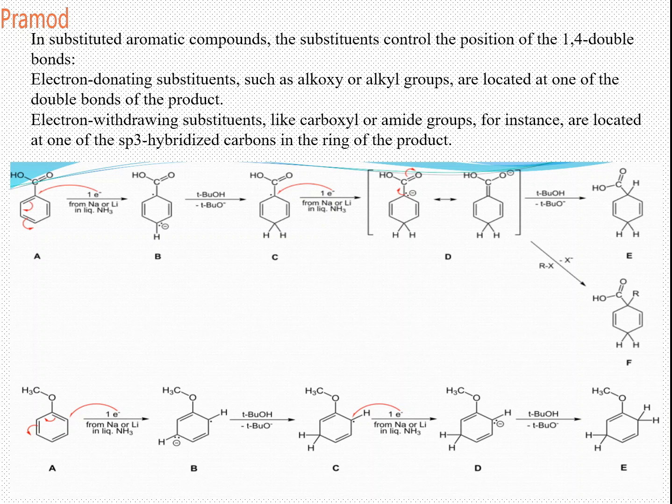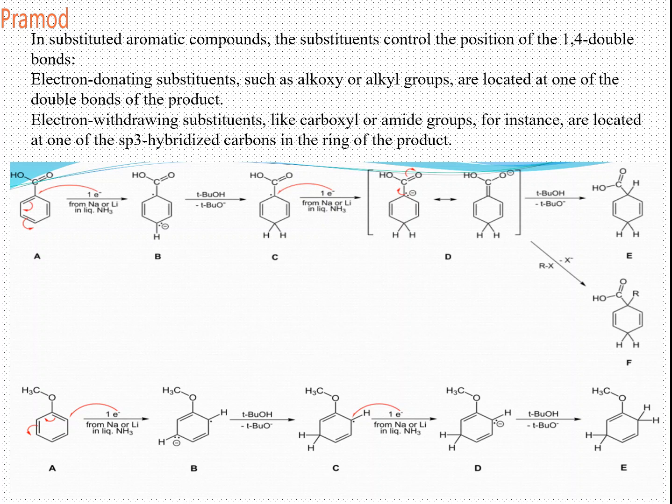One of the electrons comes from your sodium or lithium in liquid ammonia. So when the electron attacks the first carbon, the negative charge is on the first carbon. It forms a radical anion. It gets protonated. Now there is again a transfer of electron. Now this cyclohexadiene anion, which is formed, gets stabilized by your carbonyl group.